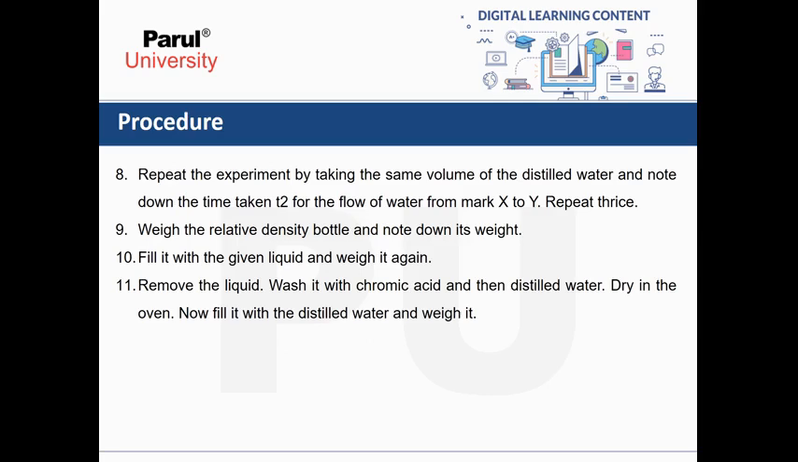Repeat the experiment by taking the same volume of distilled water and note down the time taken T2 for the flow of water from mark X to Y. Repeat it thrice. Weigh the relative density bottle and note down its weight. Fill it with the given liquid and weigh it again. Remove the liquid, wash it with chromic acid and then distilled water and dry in the oven. Now fill it with distilled water and weigh it.